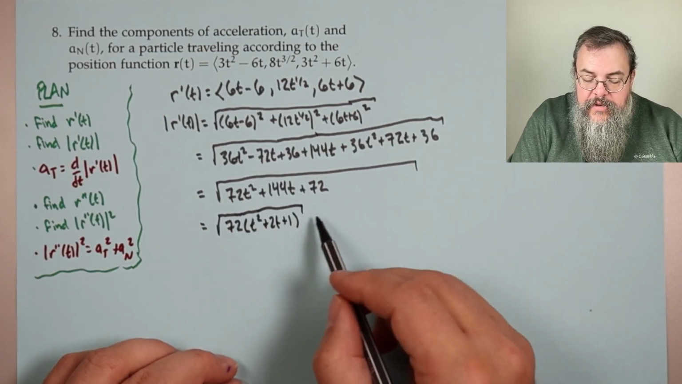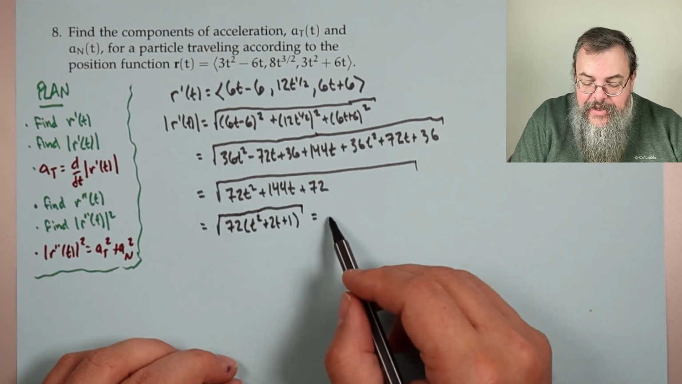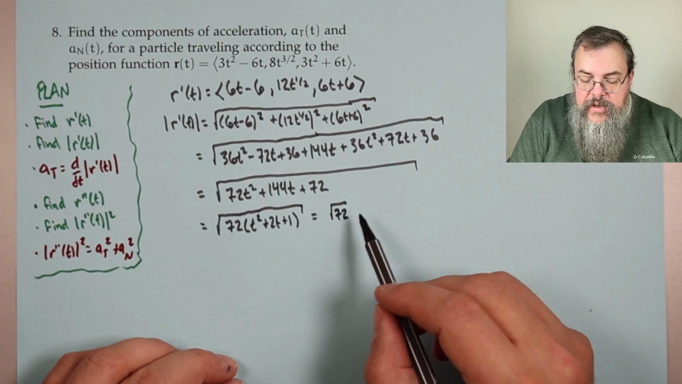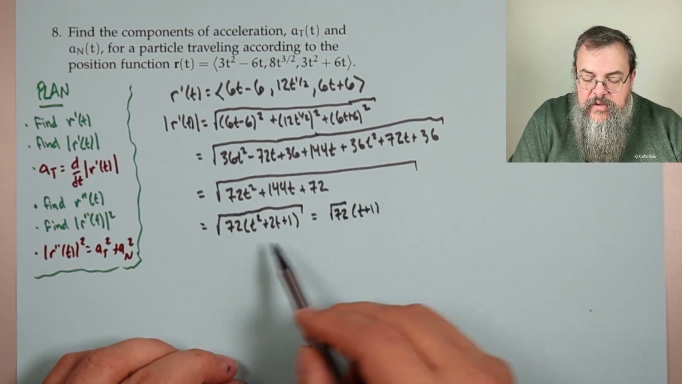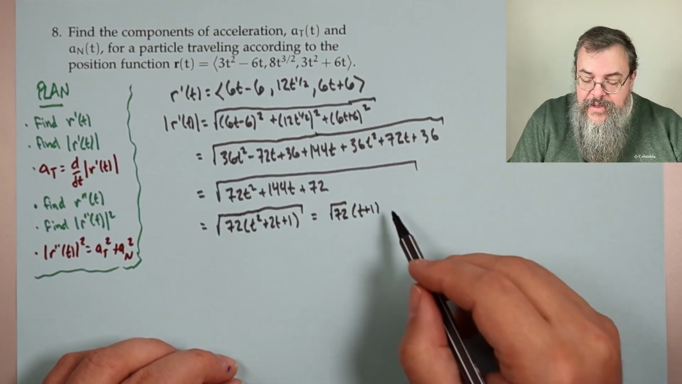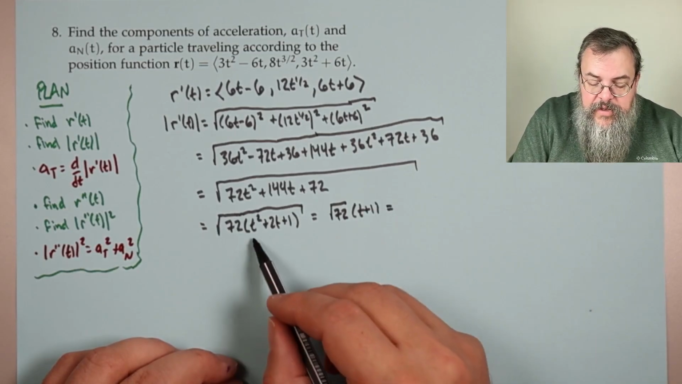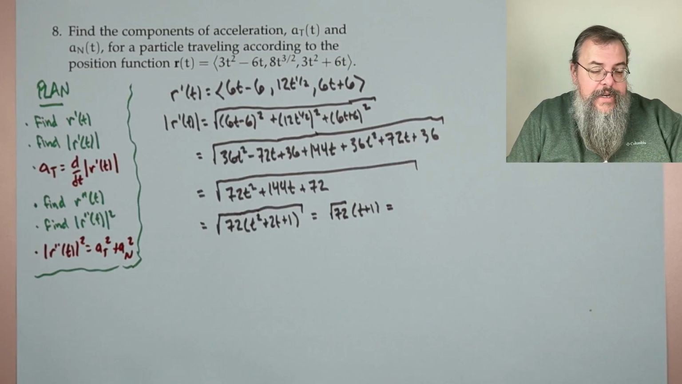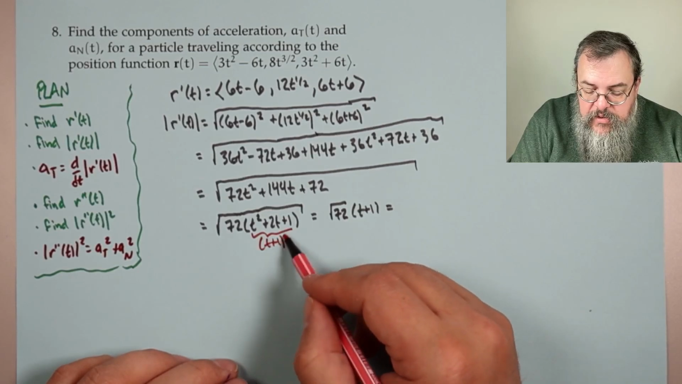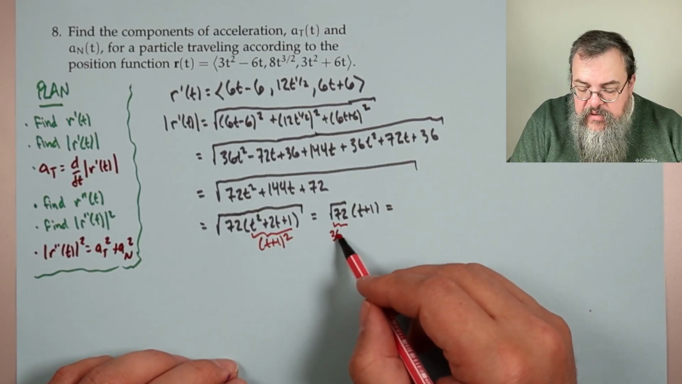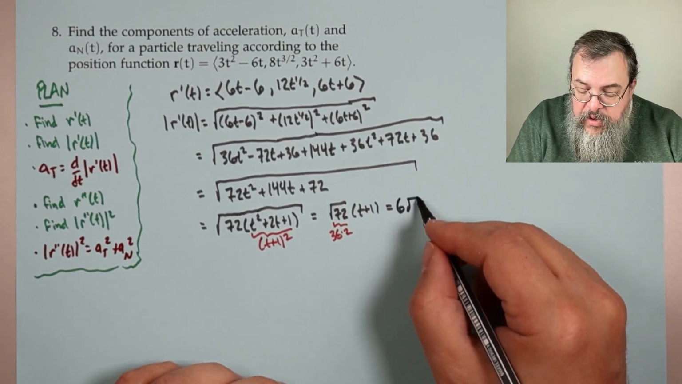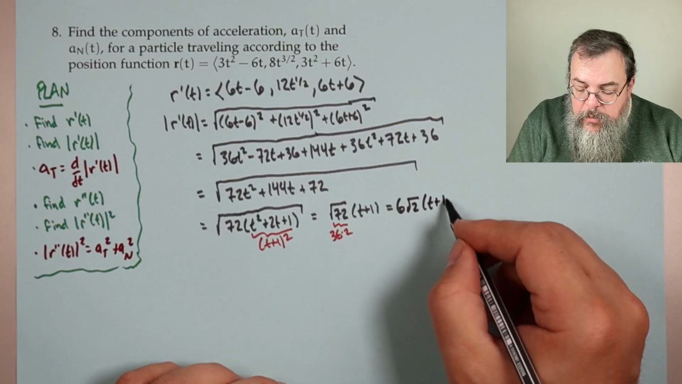Like, whoa, that's a square. Indeed, it is. That's going to be the square root of 72 times (t plus 1) quantity squared. By the way, 72 is 36 times 2. So let's make some notes, because I'm writing stuff down. I don't want people to be skeptical. This is (t plus 1) squared, 72 is 36 times 2. So this becomes 6 square root of 2 times (t plus 1).